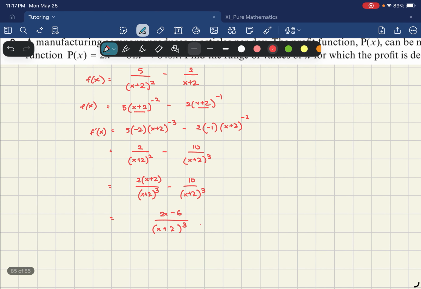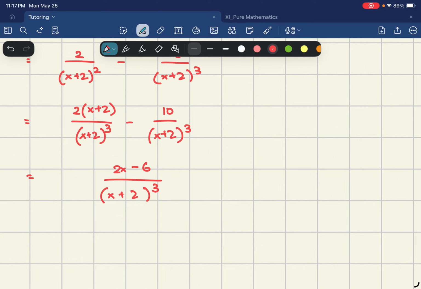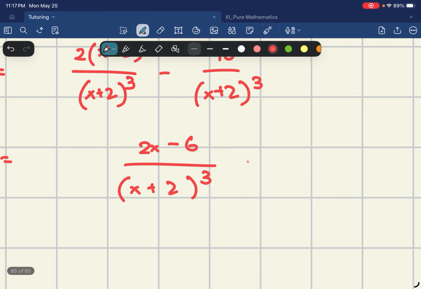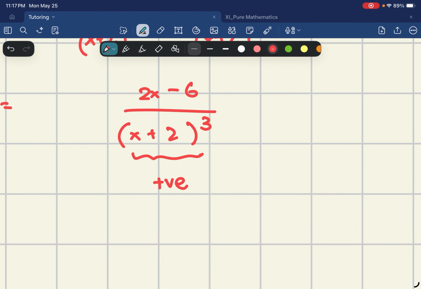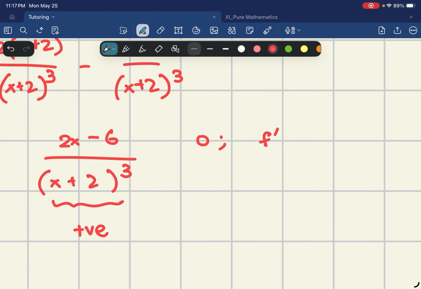Alright, so we have this expression for f dash of x for x bigger than or equal to 0. If x is bigger than or equal to 0, then our denominator is always positive, right? You put in something bigger than or equal to 0, you'll get a positive denominator. Now let's think about our numerator. If I put in 0, then my numerator is negative, my denominator is positive. So overall, f dash of x is negative.